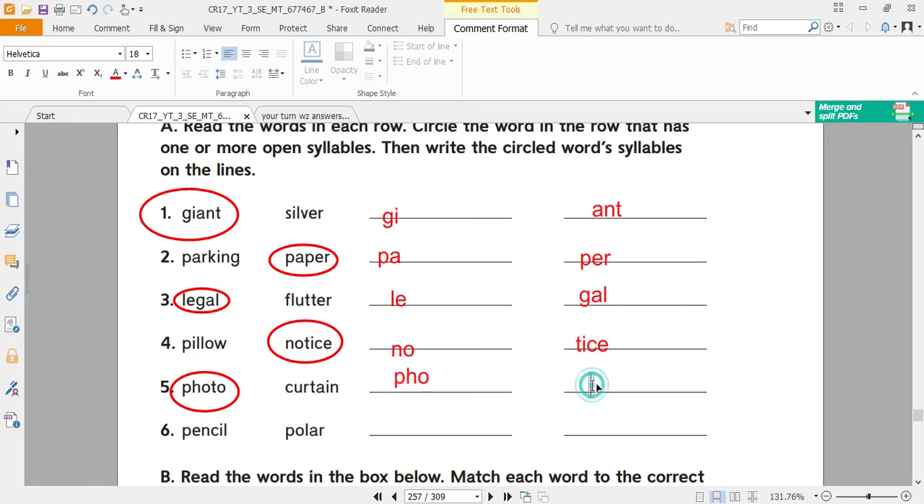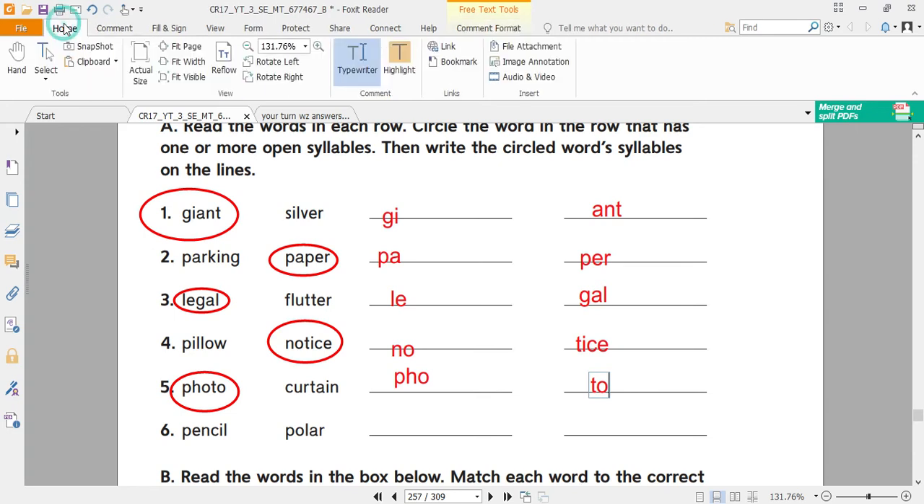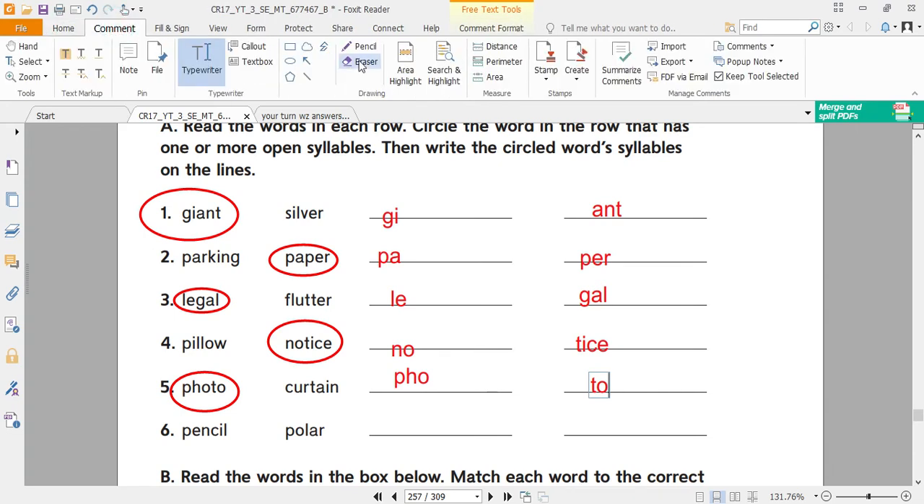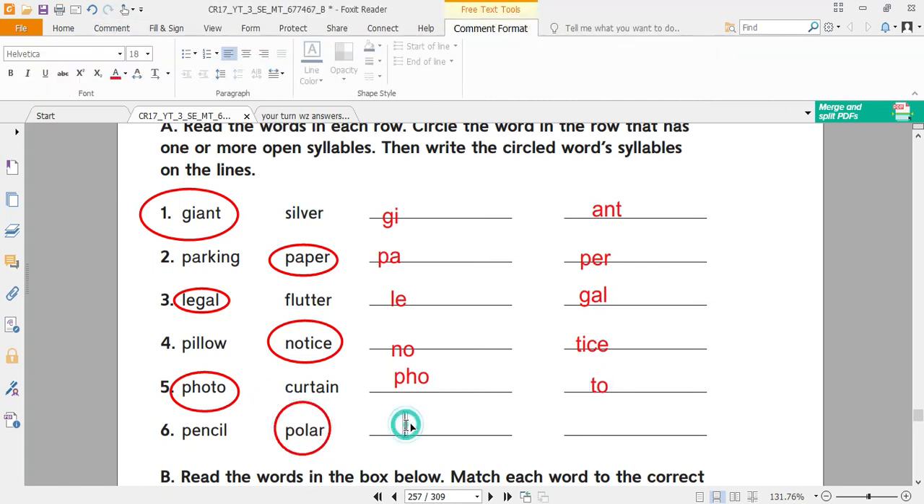The last one, pencil. Polar, pencil, polar. The word pencil has two syllables, but they are not open, they are closed. So the word polar, it is P-O and lar, L-A-R.